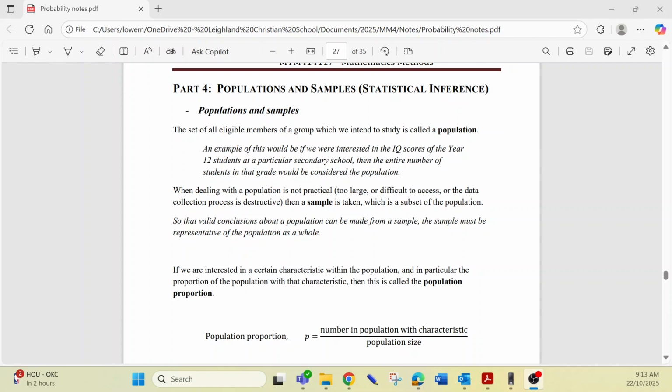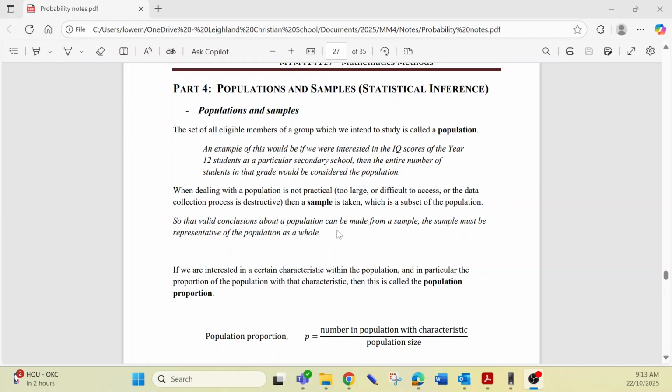Okay, when dealing with a population that's not practical, so it's too large, or perhaps it's difficult to access, or maybe the data collection process is destructive, then we take a sample to be representative of the population. So that valid conclusions about a population can be made from a sample, the sample must be representative of the population as a whole. That's always the aim when you're taking a sample.